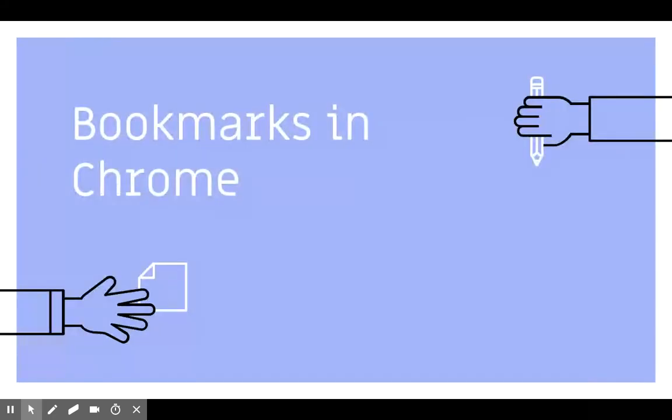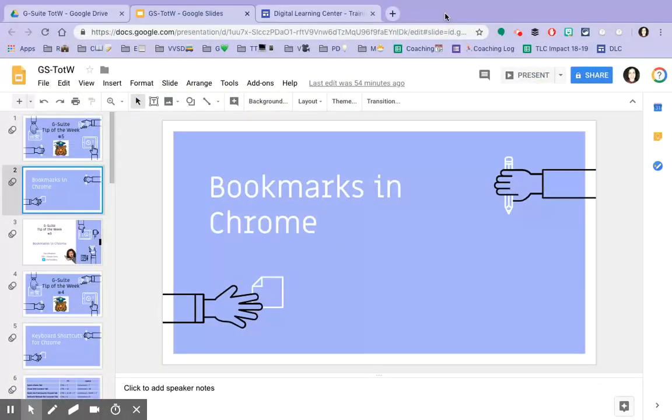Using bookmarks in the Chrome web browser. In your Google Chrome web browser, the box where the web address is at is called the Omni box. Below that Omni box is where your Bookmarks bar will live.